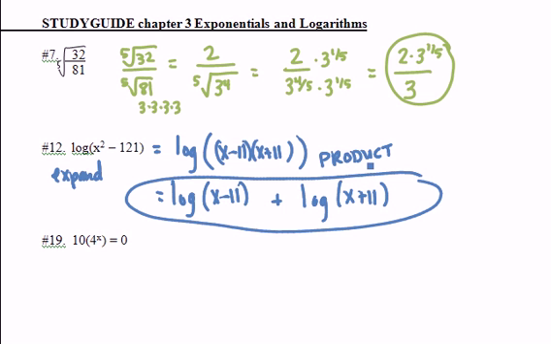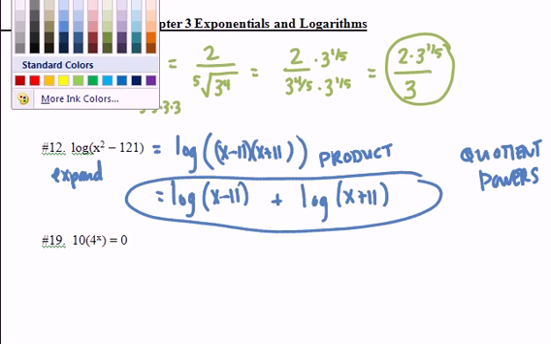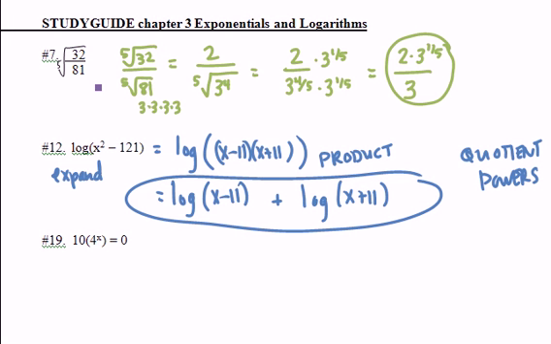There you've expanded it. Now you can't expand any farther because you have a difference and you have a sum. You can only expand for products, quotients, and powers. Those are your rules for expansion. Or condensing, I guess. The last problem here kind of piqued my interest. This is a fun one.